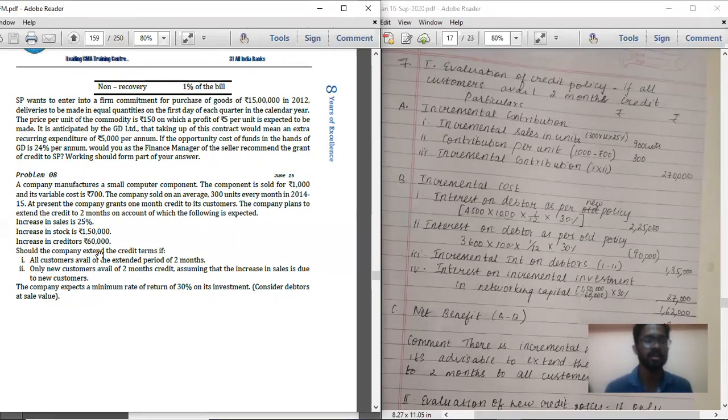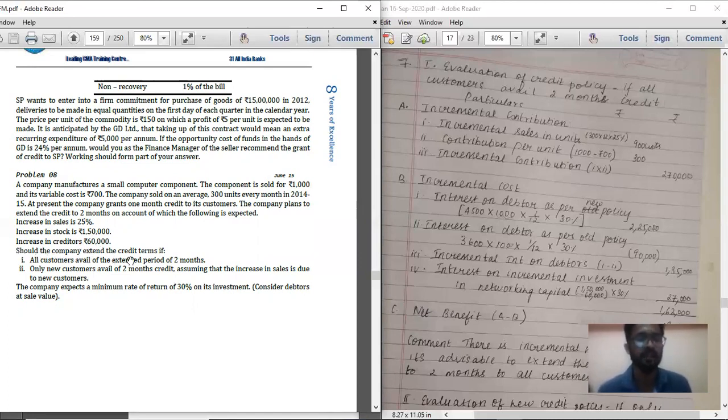And another cost is the interest on investment blocked in debtors. So these are the two costs which will be incurred for extending the time period from 1 month to 2 months. Increase in stock is 1,50,000 and increase in creditors is 60,000.